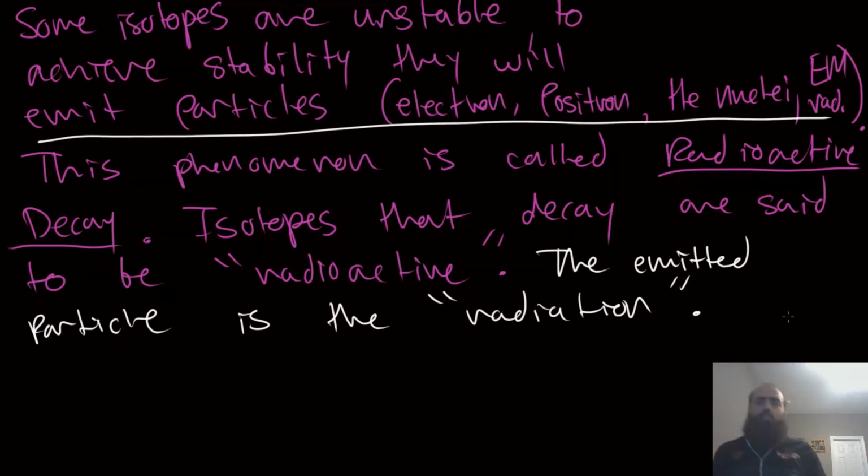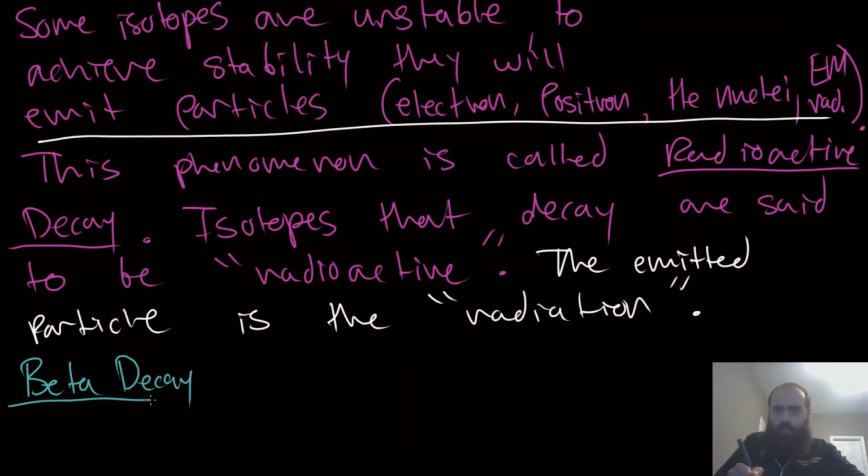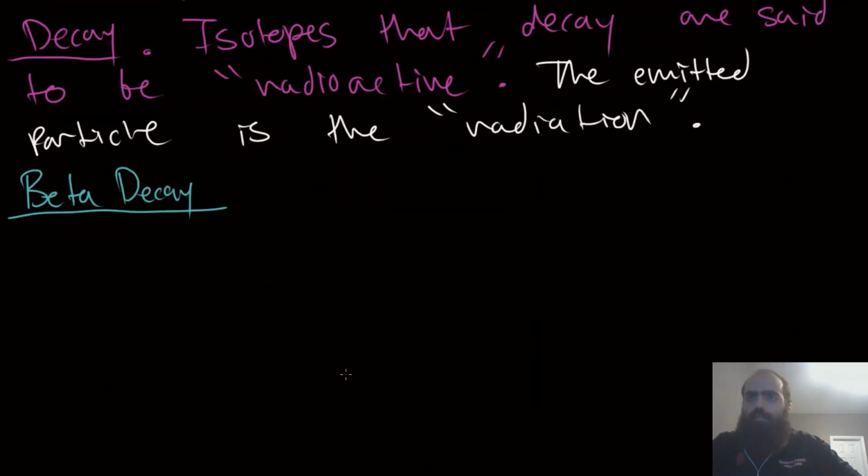And so, to illustrate that, because we had already talked about the different isotopes of hydrogen, we can illustrate this process for the tritium nuclei. And for tritium, the specific mode of decay is called beta decay. So this is what's going on with beta decay.